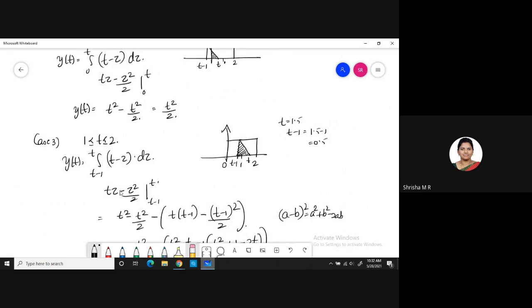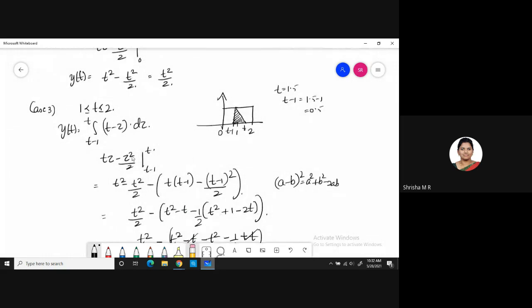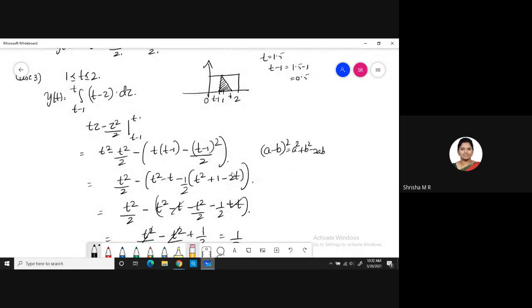You will have t tau minus tau square by 2 with limits t minus 1 to t. So put upper limit and lower limit. If you put upper limit, you will have t square minus t square by 2 minus t into t minus 1 minus t minus 1 whole square by 2. Okay, so solve it carefully.